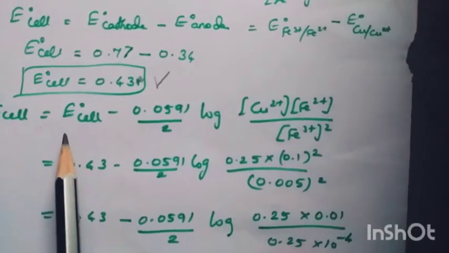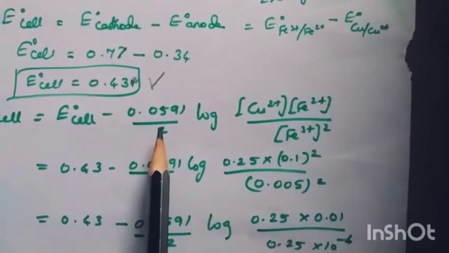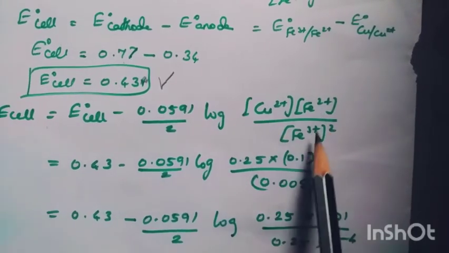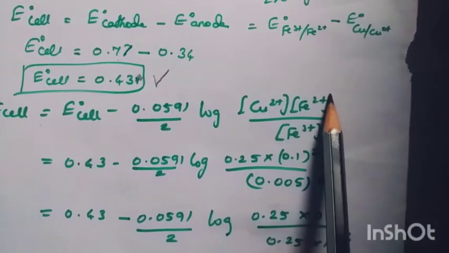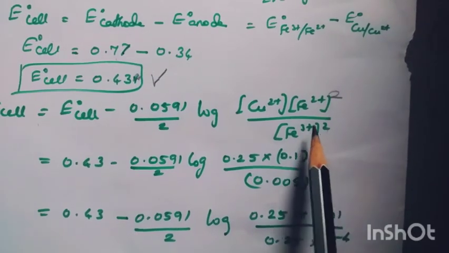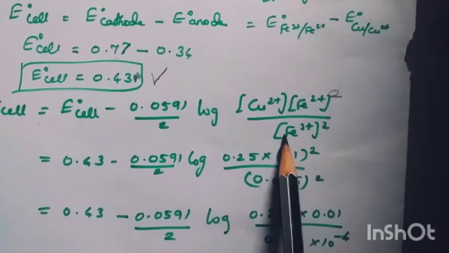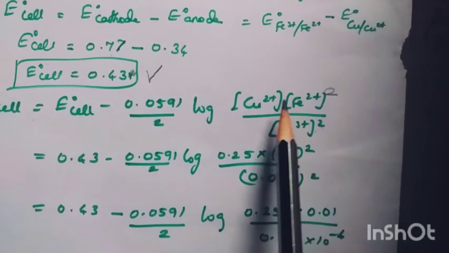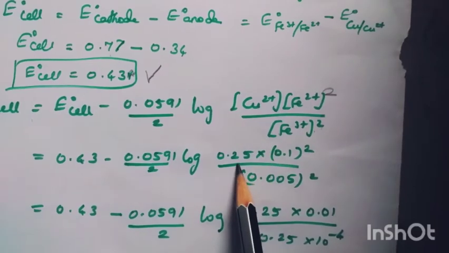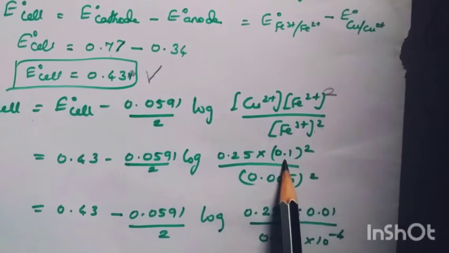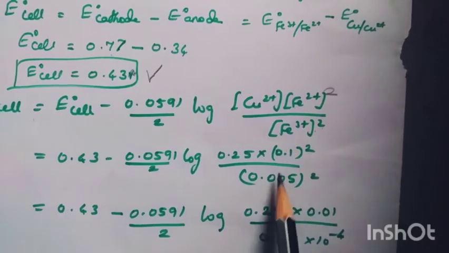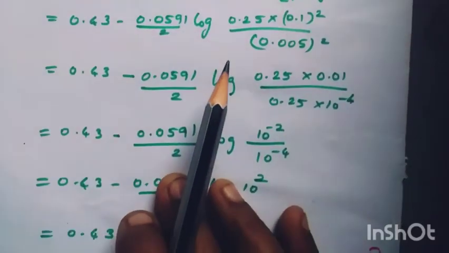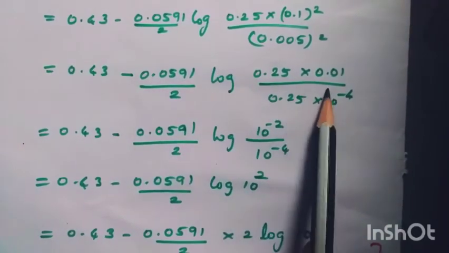So EMF of the cell is equal to E naught of the cell minus 0.0591 by 2 log of Cu2 plus, Fe2 plus square by Fe3 plus square. Substitute all these concentration values. Where are the concentration values? They are given inside the brackets of these ions in the problem. The Cu2 plus concentration is 0.25. Fe3 plus concentration is 0.1. Fe2 plus concentration is 0.005. Now substitute all these. The 0.1 can also be written as 10 power minus 1.